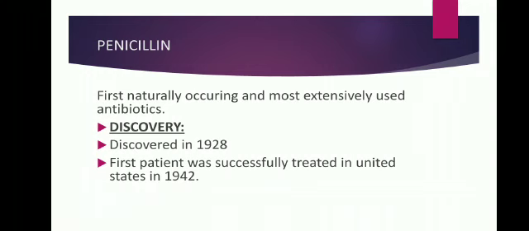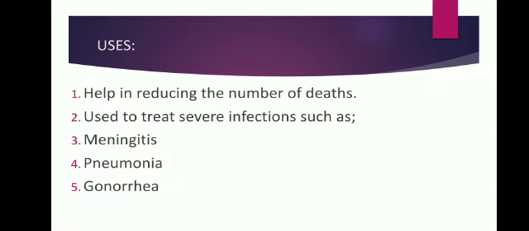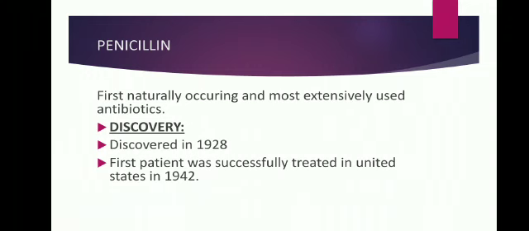Penicillin. Penicillin is basically the first naturally occurring and most extensively used antibiotic. It was discovered in 1928 and the first patient was successfully treated in the United States in 1942. There are many uses of the penicillin antibiotic. The first use is that it helps in reducing the number of deaths. It is used to treat severe infections such as meningitis, pneumonia, gonorrhea. So this is the first naturally occurring and most extensively used antibiotic throughout the world.